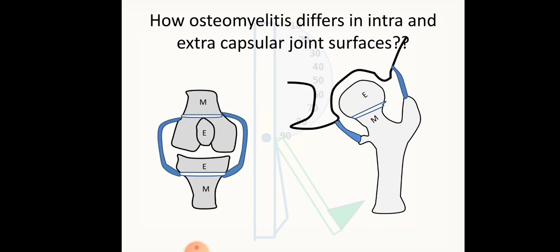Whereas in intracapsular, it can easily infect the other joint surface as well. This will lead to something known as pyogenic arthritis. Pyogenic is nothing but infection. I'll be dealing with it in future.